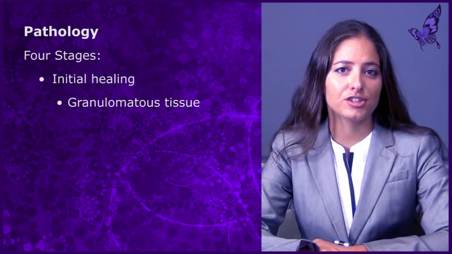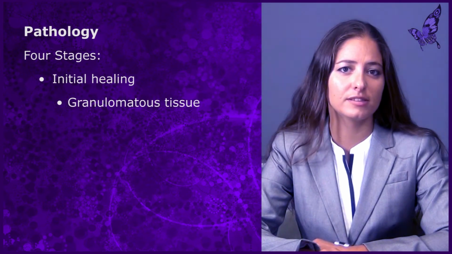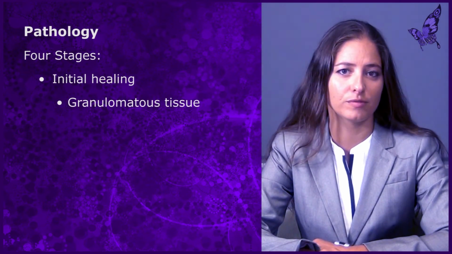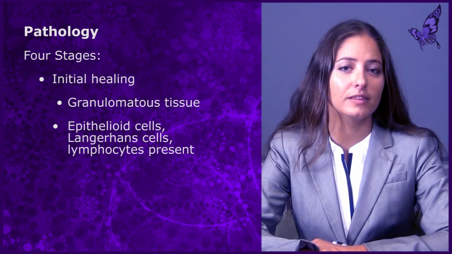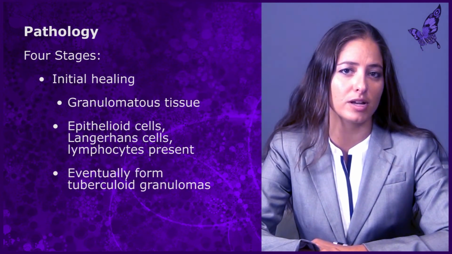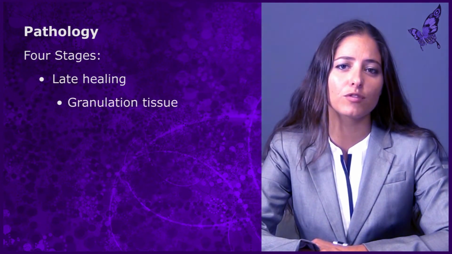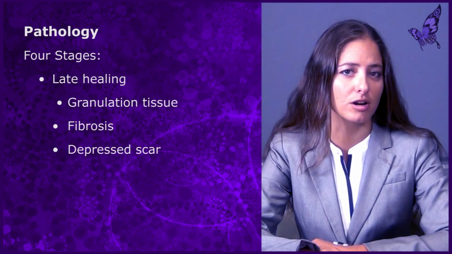Stage 3 is initial healing. This stage is characterized by formation of granulomatous tissue in the dermis and subcutaneous cellular tissue. Epithelioid cells, Langerhans cells, and lymphocytes are present during this stage, and they eventually reorganize to form tuberculoid granulomas. Stage 4 is late healing. This stage is characterized by the formation of granulation tissue, followed by fibrosis and a depressed scar.